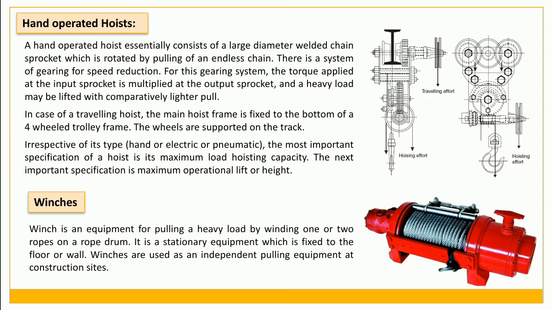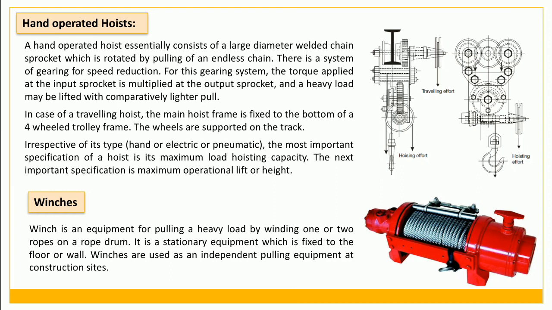In case of specification, irrespective of type, the most important specification of a hoist is its maximum load hoisting capacity. So maximum load hoisting capacity is the main or primary specification. Then we can say the maximum operational lift or height is another specification for this hoist. And for a traveling hoist, the most important specification is the size of the I-beam track and the minimum radius of curvature through which the trolley can be moved. For an electrical hoist, the hoisting speed and the traveling speed are the most important specifications.